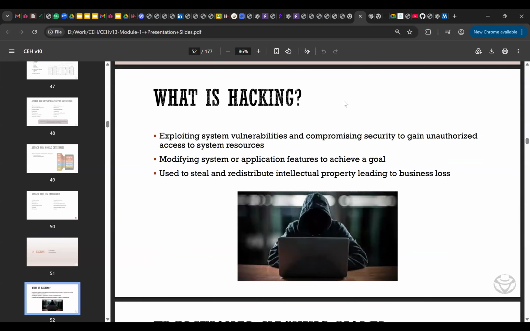Next is hacking. Hacking, as we know, is exploiting system vulnerabilities and compromising the security of an infrastructure or a system in order to gain unauthorized access. We can modify functions, system settings, or application features in order to further achieve our goal. The goal is to gain unauthorized access to the system and to steal some sensitive data. So that is hacking.